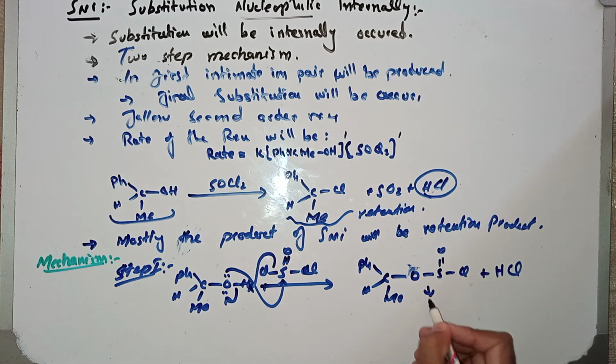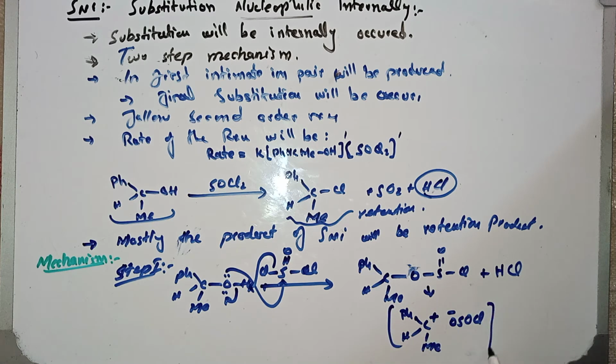So we can write this in the form of an intimate ion pair. It can be written like that: that is phenyl CHMe, this has plus charge, plus OSOCl, this oxygen has negative charge. So these are the compounds, these are the salt that is called intimate ion pair. These two are the intimate pair.